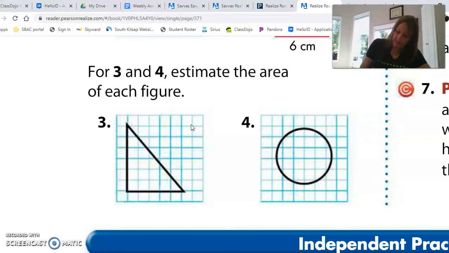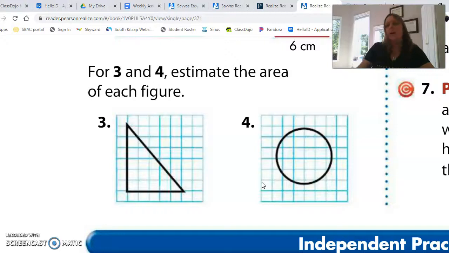All right, number 4. This is where it's nice to have a paper because then you can write the numbers on it. So let's see, let's count all the whole ones, or almost wholes first. 1, 2, 3, 4, 5, 6, 7, 8, 9, 10, 11, 12, 13, 14, 15, 16. So I'm writing that down.